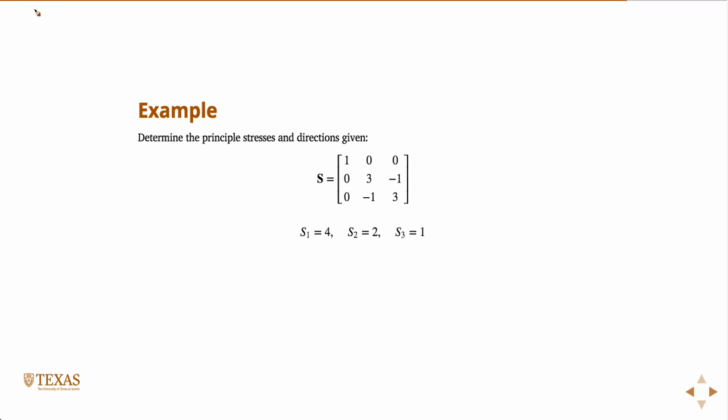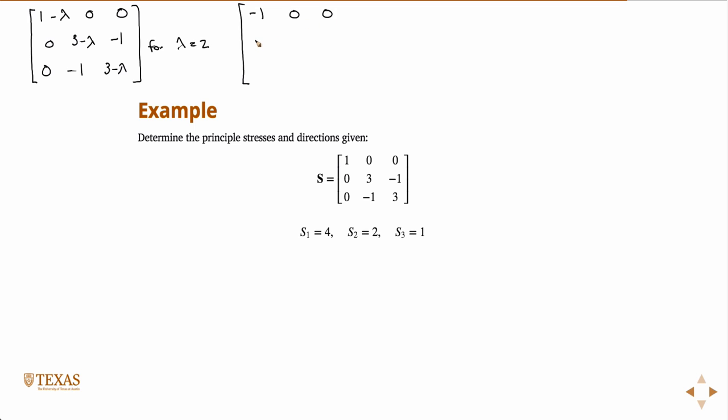So let's see. We have one minus lambda, zero. And the second eigenvalue was 2, right? So for lambda equals 2, we have 1 minus 2 is minus 1, 3 minus 2 is 1. So the first row operation we'll do is add the second equation to the third. So add row 2 to row 3.